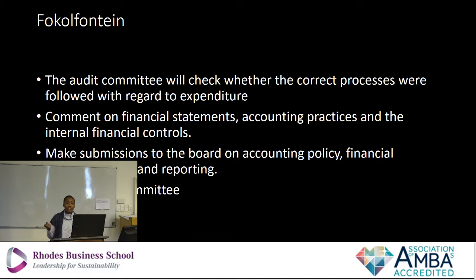So the audit committee will check whether the correct processes were followed with regard to expenditure. In my case at BCM, we'd have to check if it was in line with the MFMA and the like. Comment also on financial statements, accounting practices, and internal financial records controls. Were these followed? And if it wasn't, we report that it wasn't. If it was, we also report that there were no findings to the contrary. And then we make submissions to the board on accounting policy, financial controls, and the records and reporting thereafter.